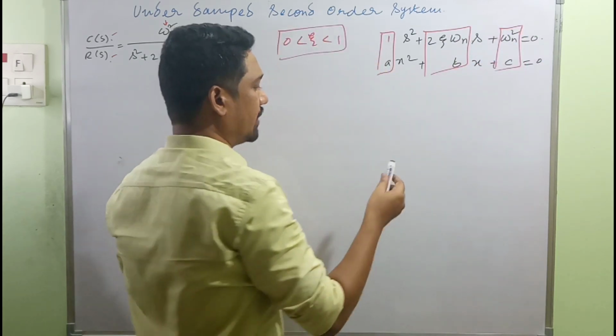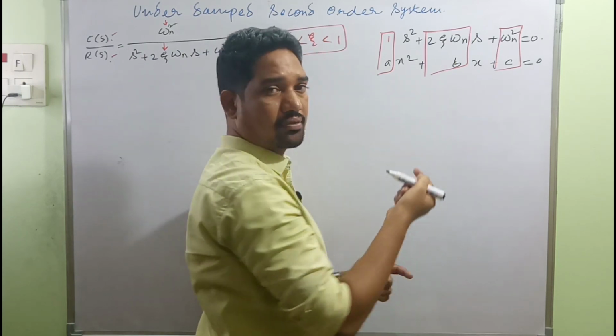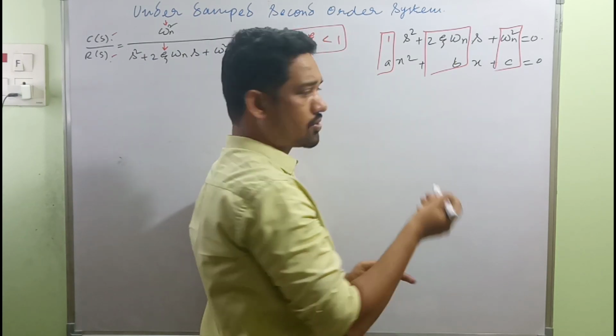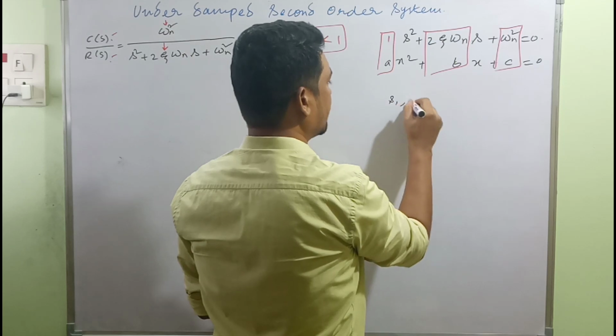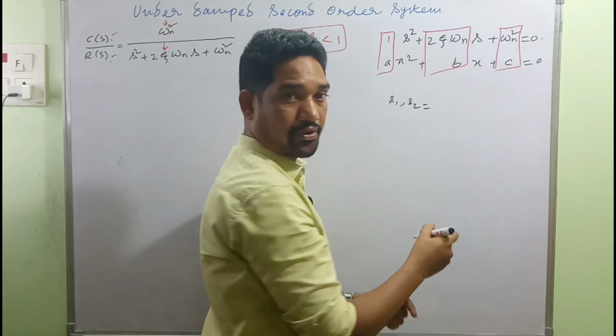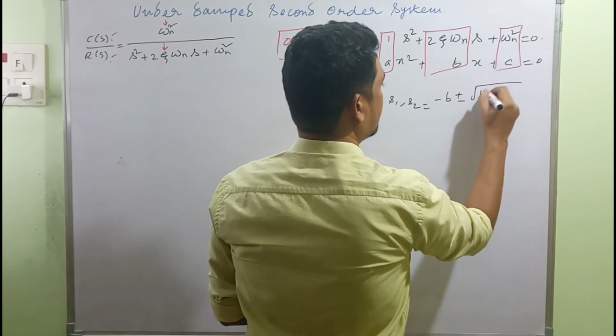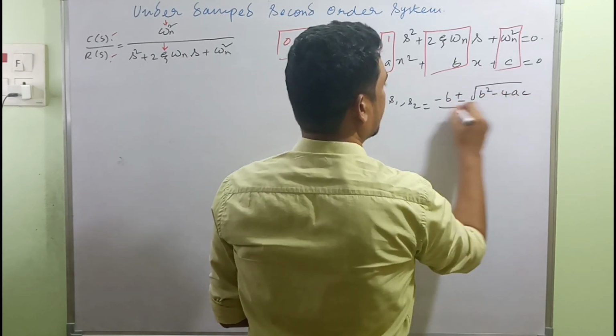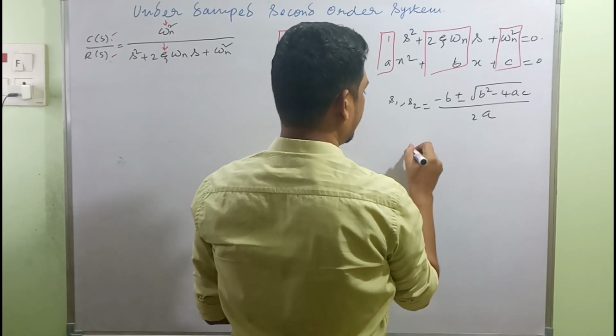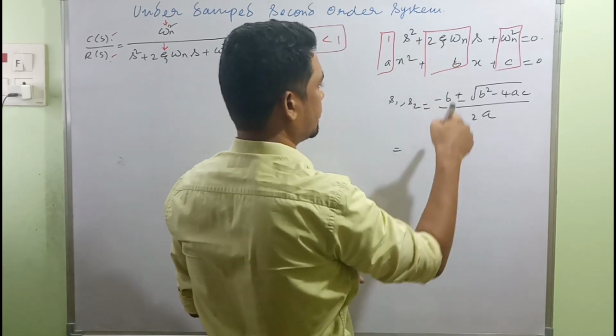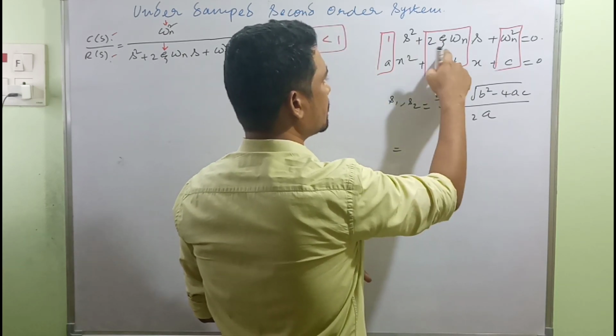So plugging in those values like the quadratic expression, two roots, that will be s1, s2 for that expression: minus b plus or minus under root b square minus 4ac by 2a, guys. So going ahead, plugging in the values, right? So what's our b? It's 2 zeta omega n.